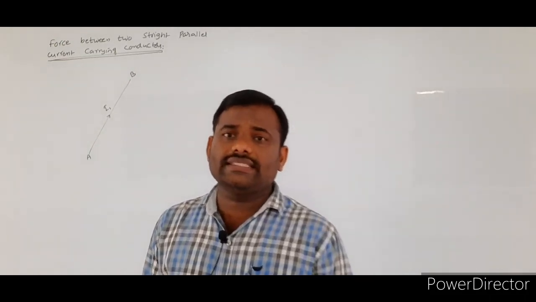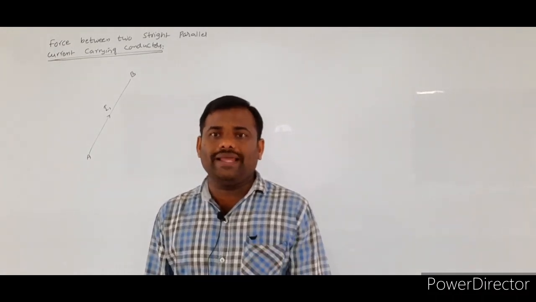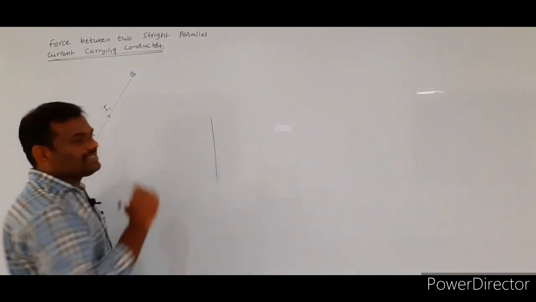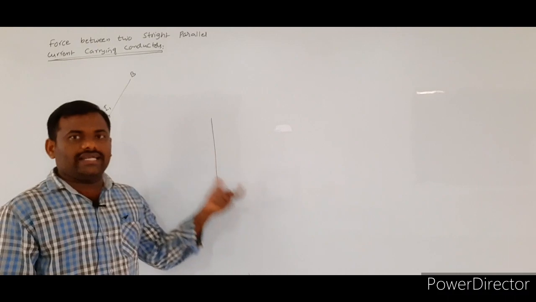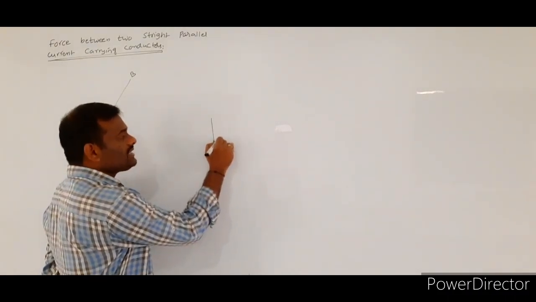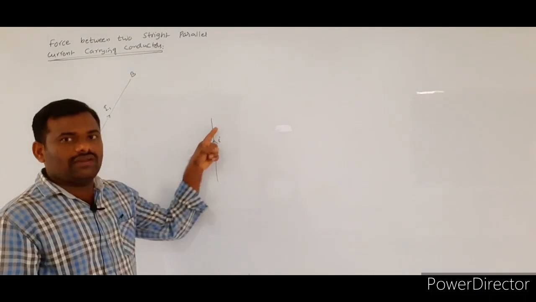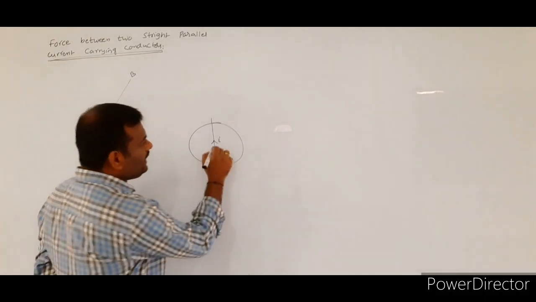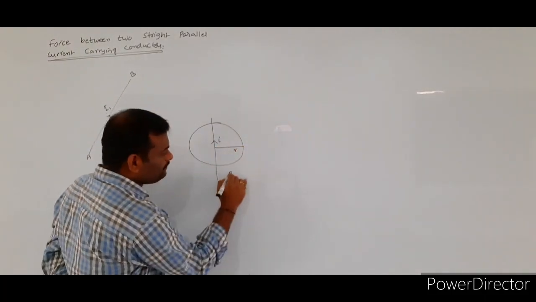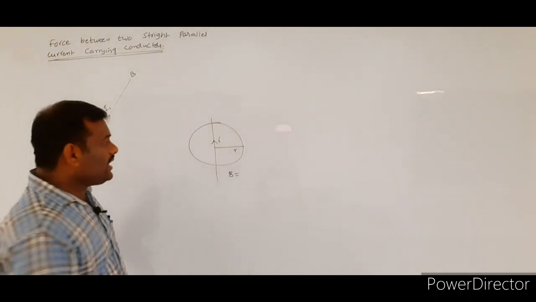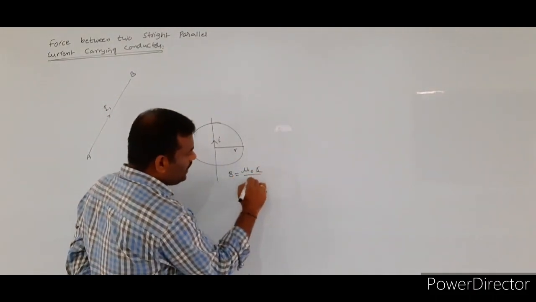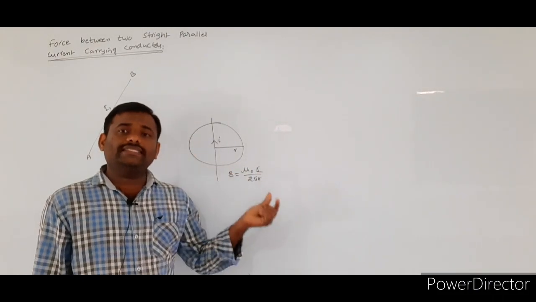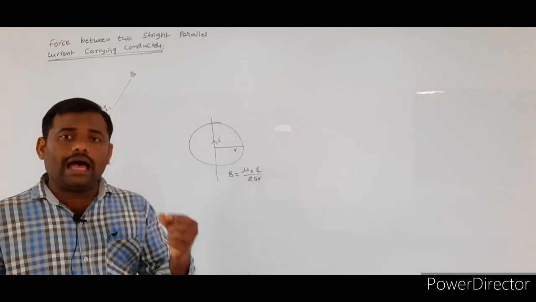In the previous classes, we discussed the application of Ampere's law. Whenever I amount of current is flowing through a straight current carrying conductor, a magnetic field will be developed around the conductor, and the intensity of the magnetic field at a given distance of small r is given by, we derived, B is equal to mu naught I by 2 pi r.